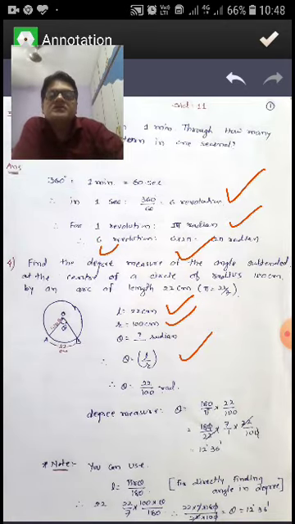So what is the formula? Formula is theta is equals to L by R. Therefore theta is equals to 22 by 100. This is radian measure. So for degree measure, radian measure should be multiplied with 180 upon pi. And we know how we can convert this into degree and minute and second.